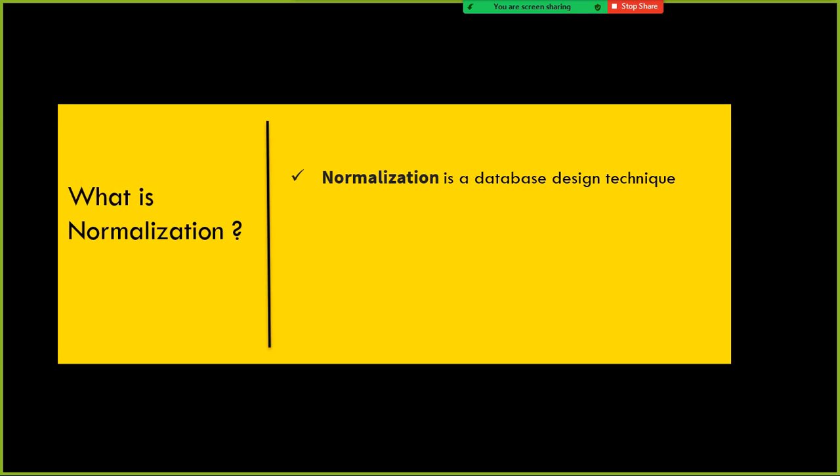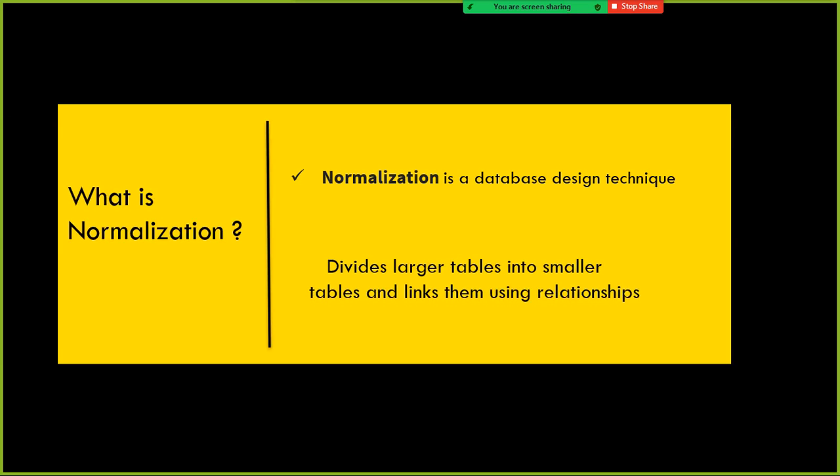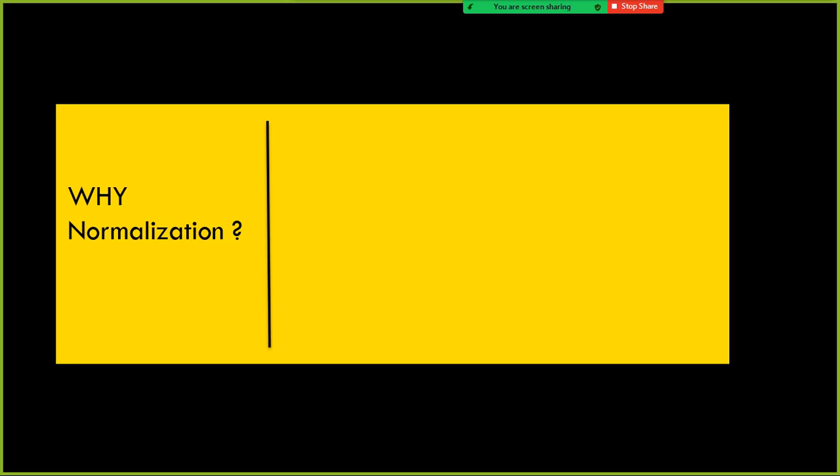What exactly is normalization? What do we do in normalization? In the case of normalization, we divide the larger tables into more than one smaller table and link those smaller tables using relationships. That is what we do as part of normalization. The question is, why should I do normalization? It is a technique using which we do the database design.